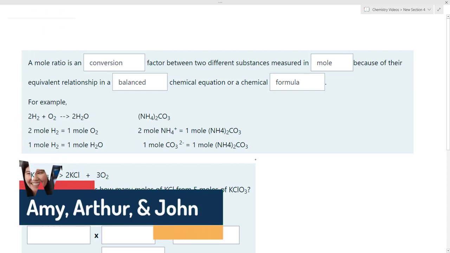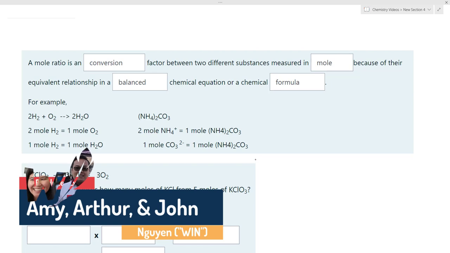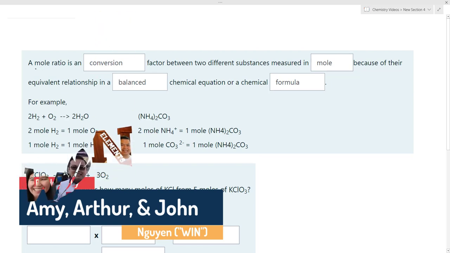Welcome back to another exciting chemistry lesson. In this lesson, we are going to look at mole ratio.